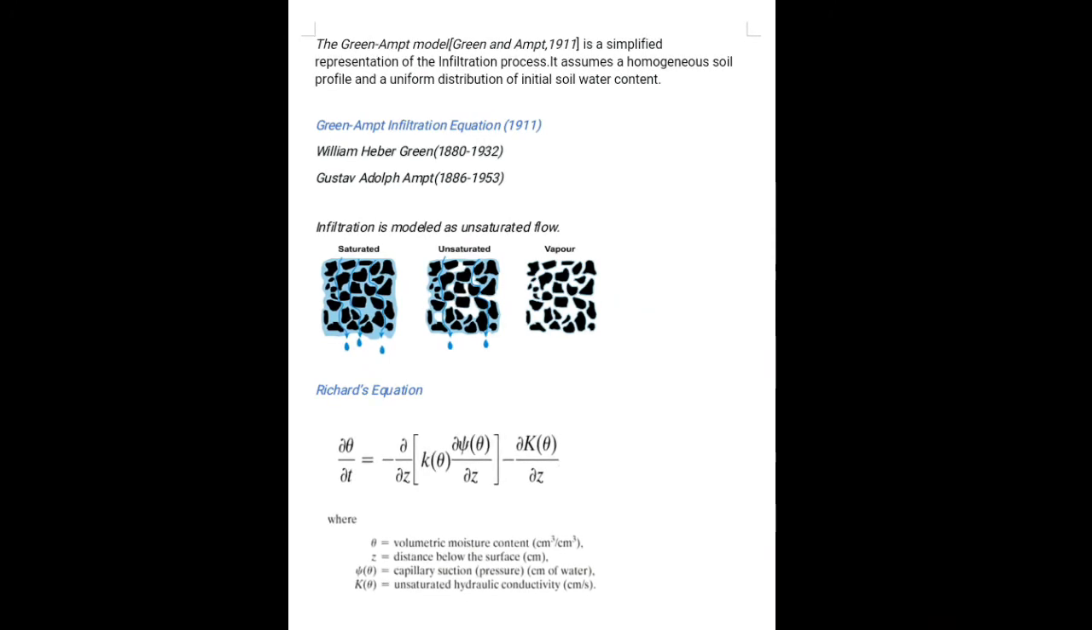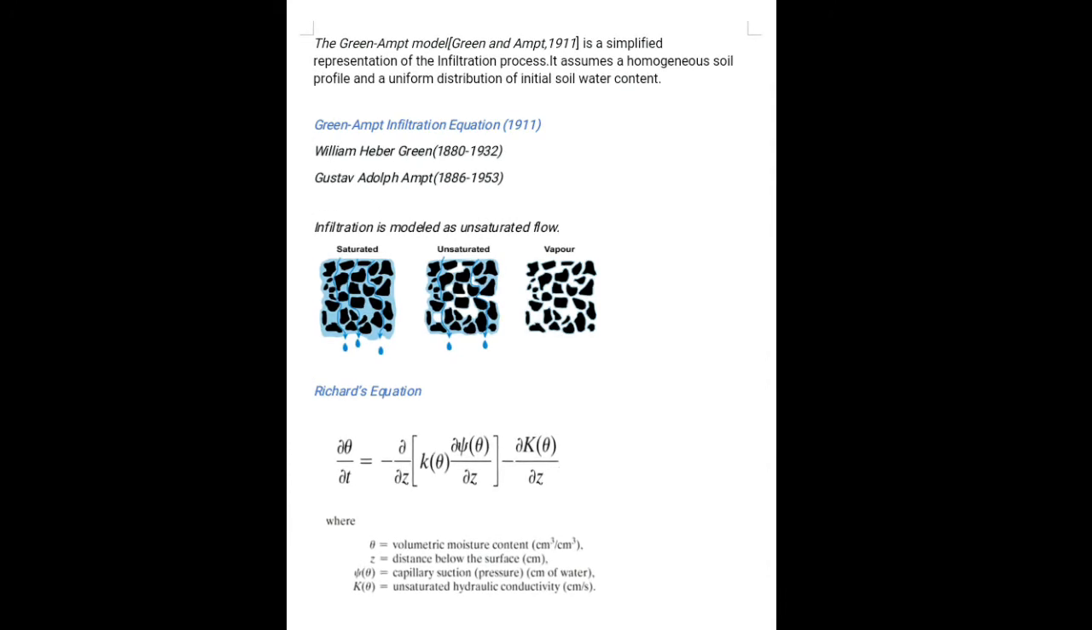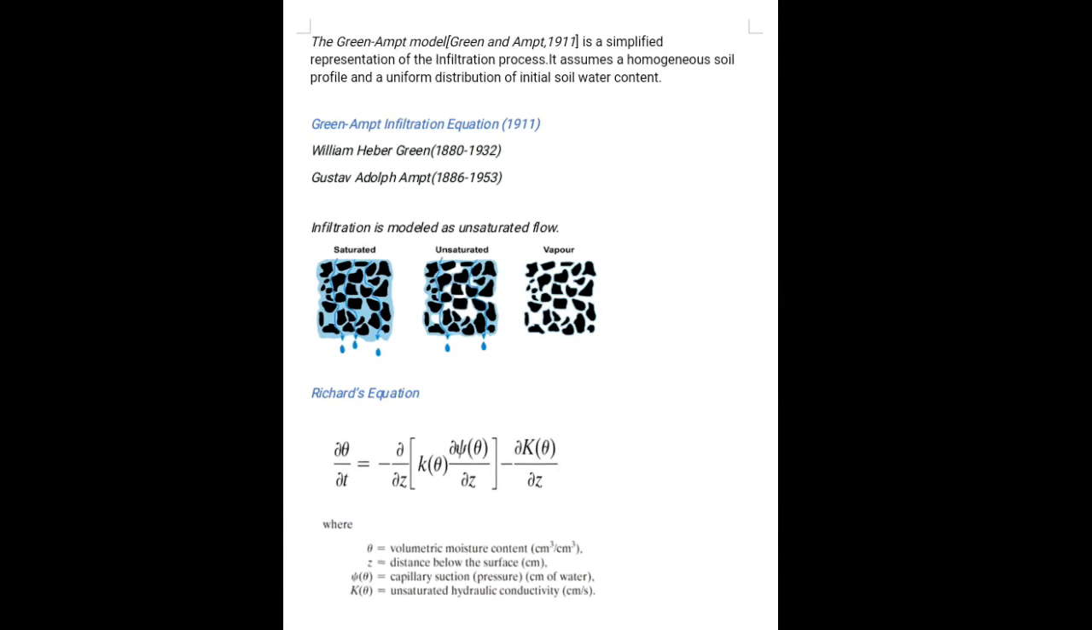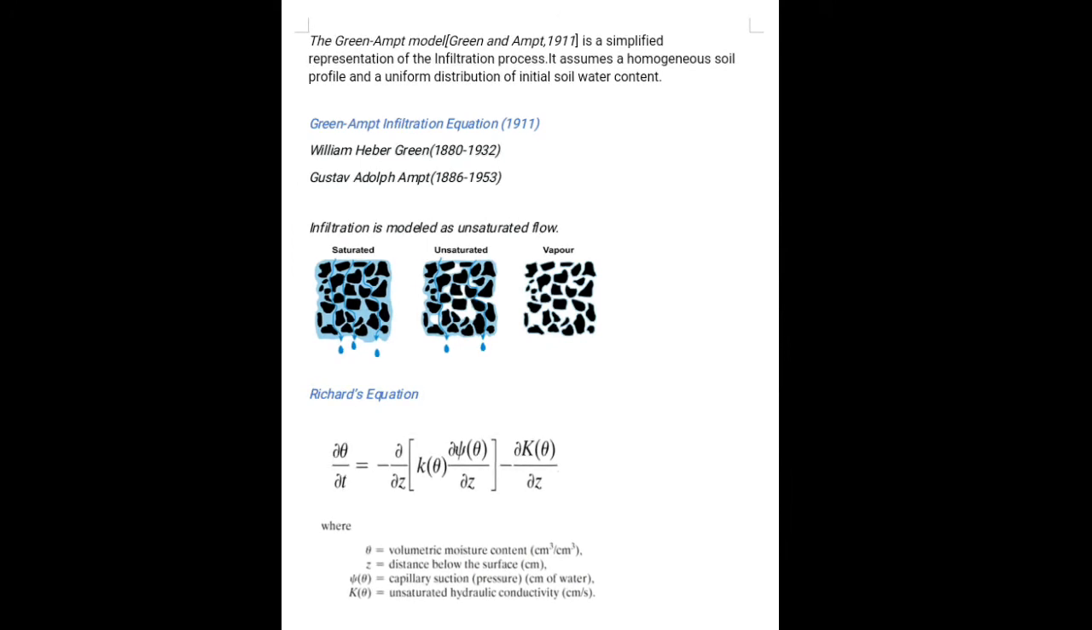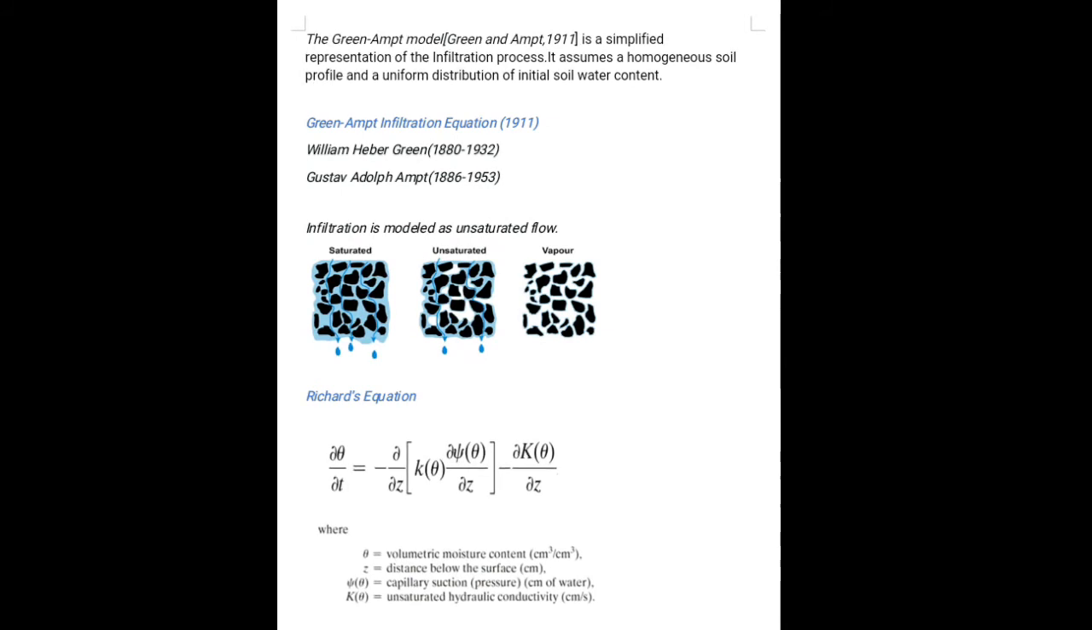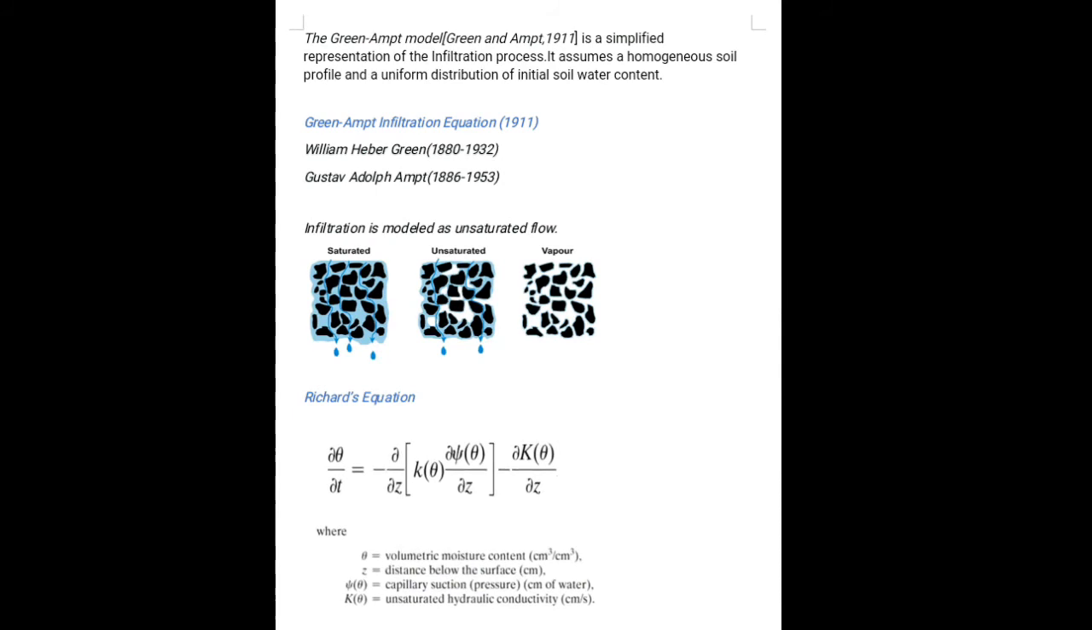So, Richards equation: change in moisture content with respect to time is a function of hydraulic conductivity, suction pressure, and then elevation. So, meron tayong mga parameters or variables. Theta is equal to volumetric moisture content. Z is equal to distance below the surface. Psi is capillary suction or pressure suction. K is equal to unsaturated hydraulic conductivity.